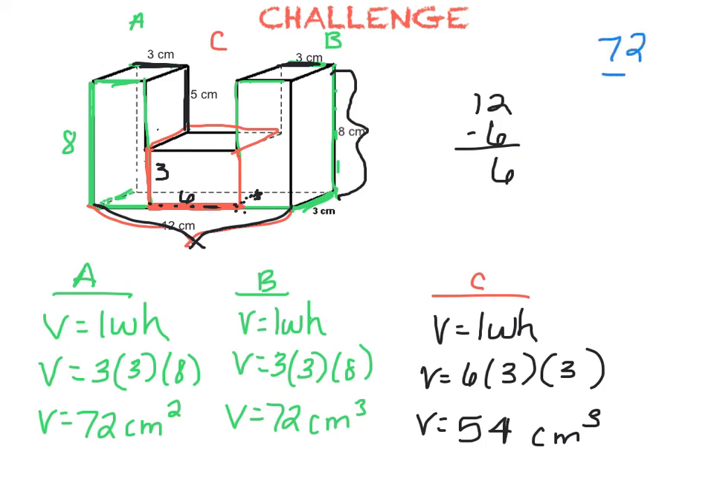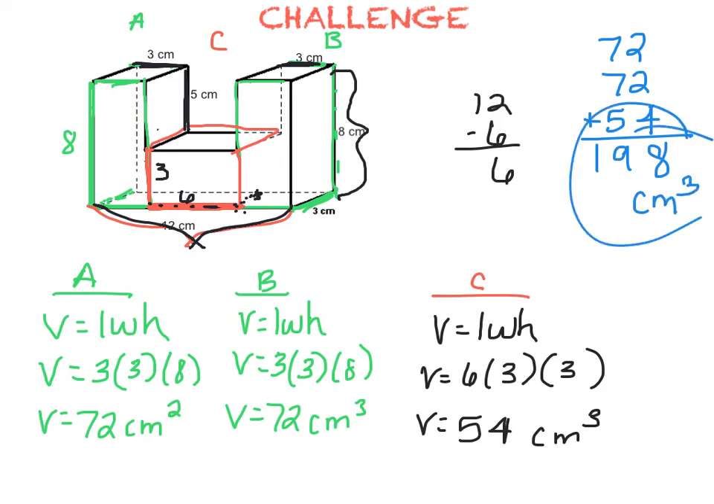So 72 plus 72 plus 54. 7 and 7 is 14. So we get a total of 198 cubic centimeters.